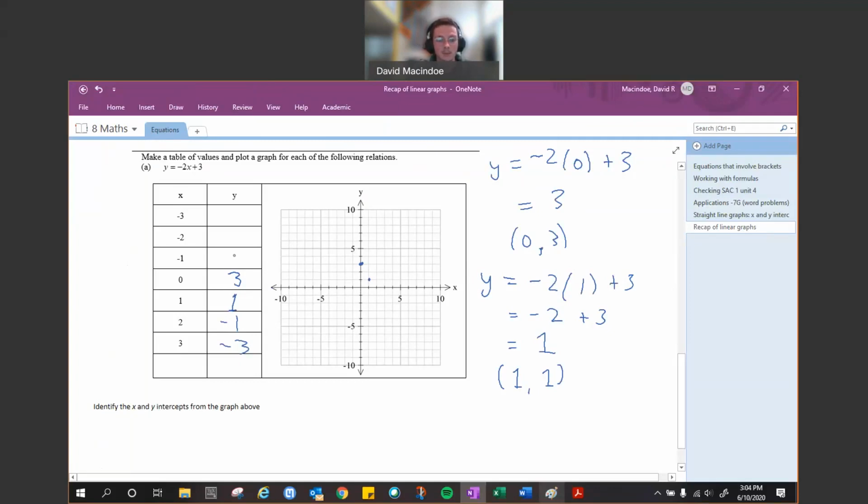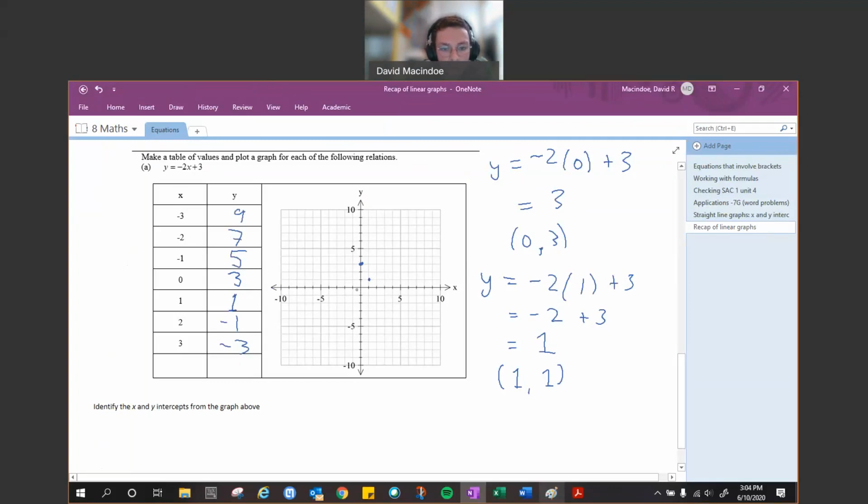We'd have to go up 2. So this would be 5. And then this would be 7. And this would be 9. Cool. So now we've got all our points. So we really have to plot them all, don't we, if we want to use this table of values properly. So let's just plot them all.